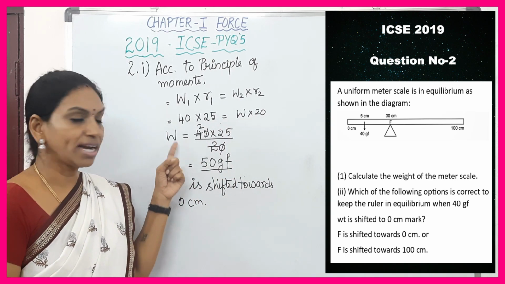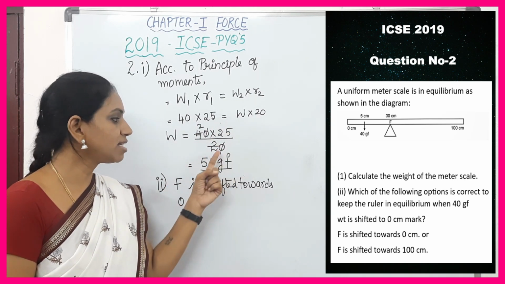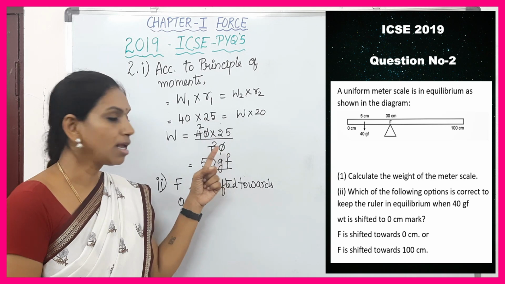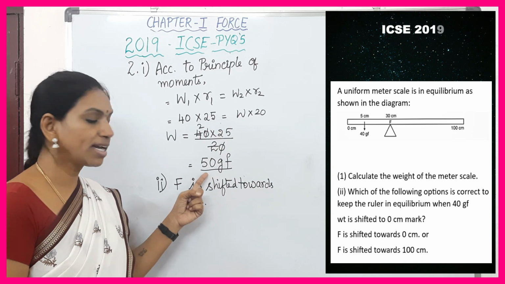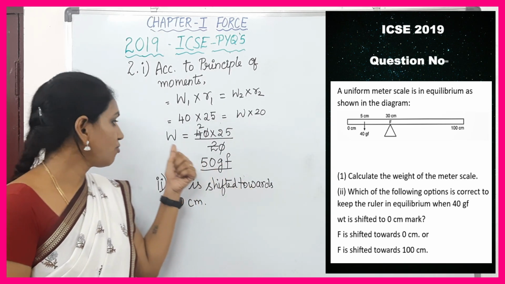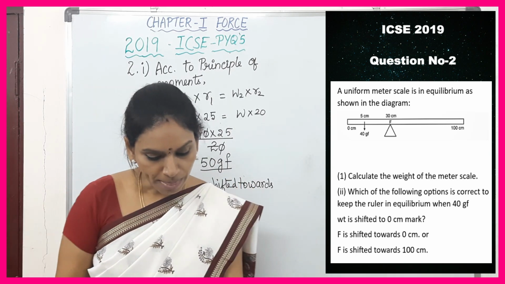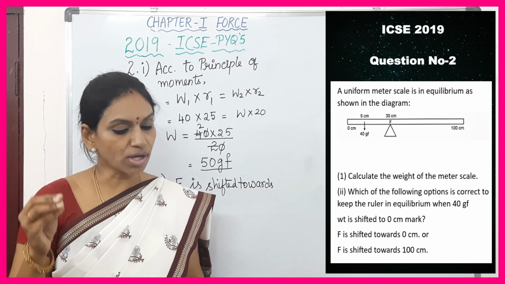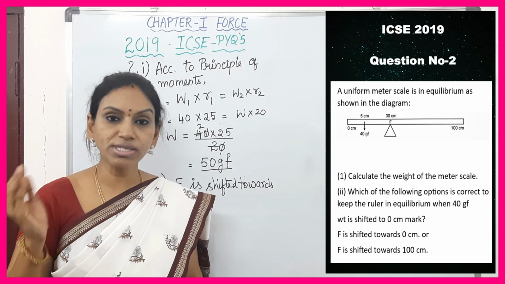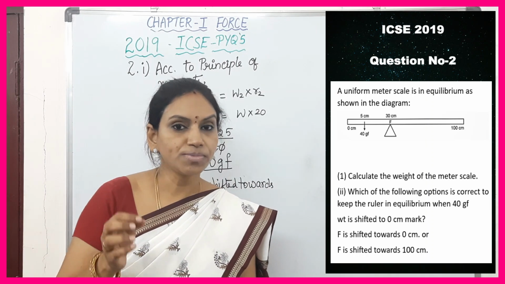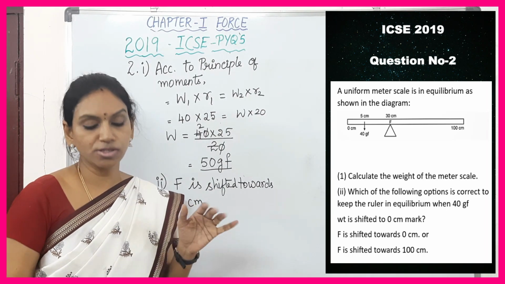If we have to find this W, we will substitute it as 40 into 25 divided by 20. The 0s get cancelled, and 2 and 4 get reduced and it becomes 2. So 25 into 2 we are getting 50 gram force. So the weight is 50 gram force. The second option: which of the following options is correct to keep the equilibrium when the 40 gram weight is shifted to the 0 centimeter mark? The correct option is that F is shifted towards 0 centimeter. That's your correct option.